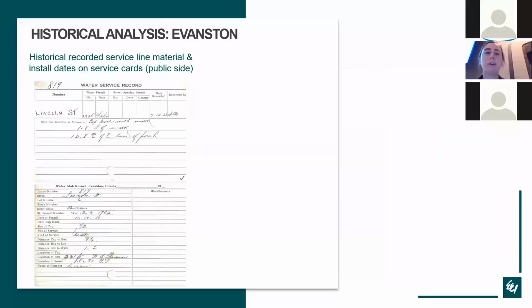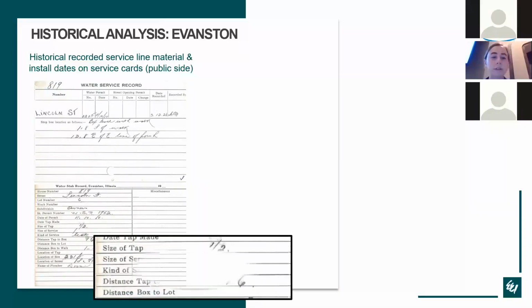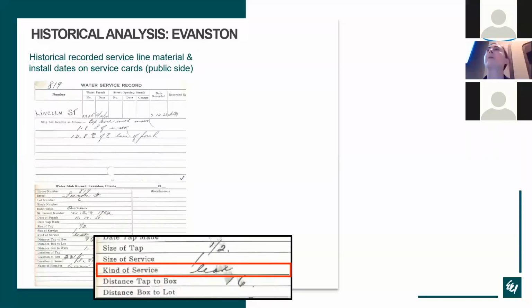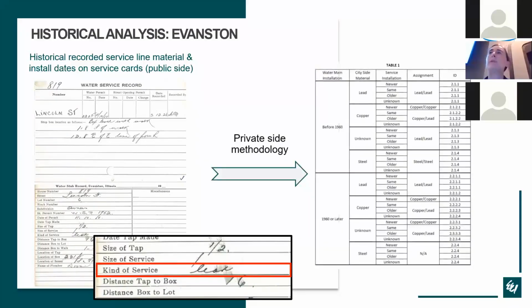Our next example is the city of Evanston. Pictured here are their historical lateral cards from when the public side materials were installed. We can see that this lateral card does specify the public side as lead. And from there, the city developed a private side methodology for identifying the private side. This is based on the year of the water main installation, the city side material, and then the approximate year that the private side service was installed. And from there, they were able to identify the private side material.